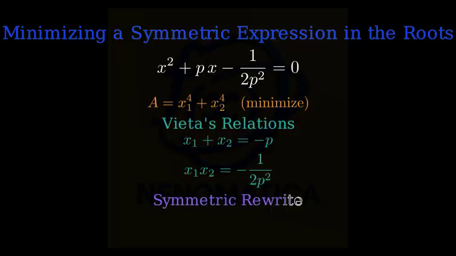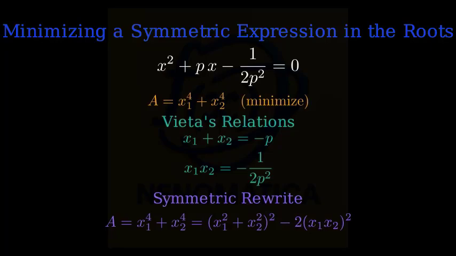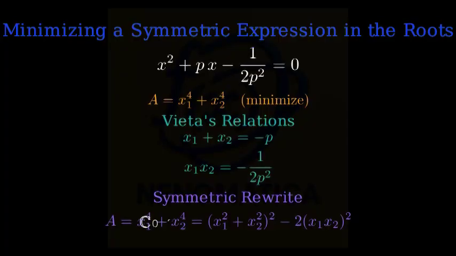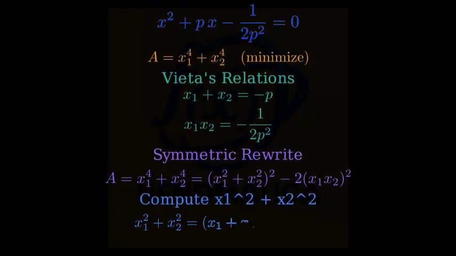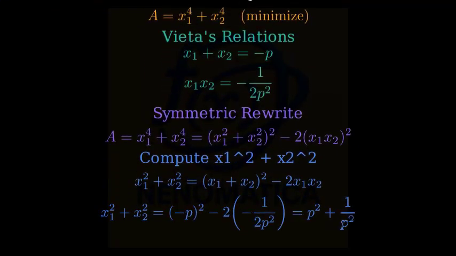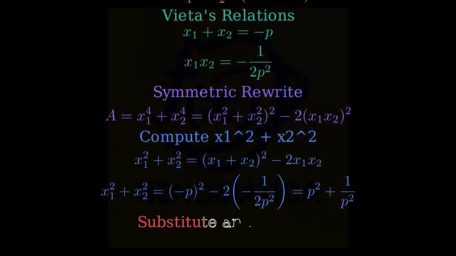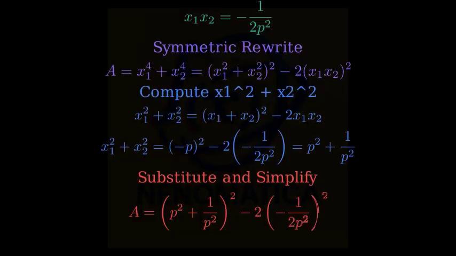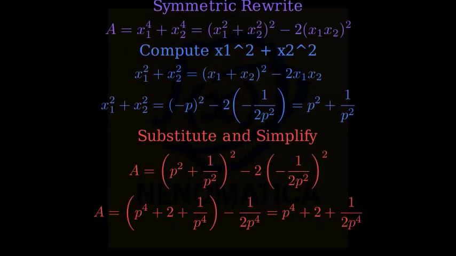Next, rewrite the target in a symmetric way. x1 to the fourth plus x2 to the fourth equals the square of x1 squared plus x2 squared minus 2 times the square of the product x1 x2. Compute x1 squared plus x2 squared. From Vieta, it equals the square of the sum minus twice the product. Substituting the values, we get p squared plus 1 over p squared. Substitute these expressions into A. A equals the square of p squared plus 1 over p squared minus 2 times the square of negative 1 over 2p squared. On simplifying, we obtain A equals p to the fourth plus 2 plus 1 over 2p to the fourth.